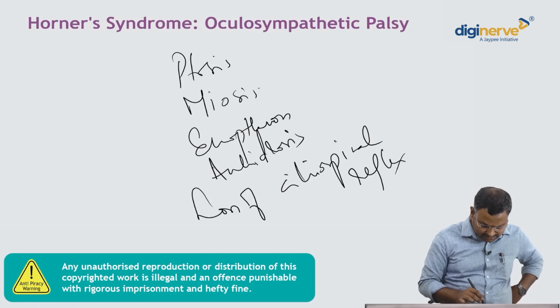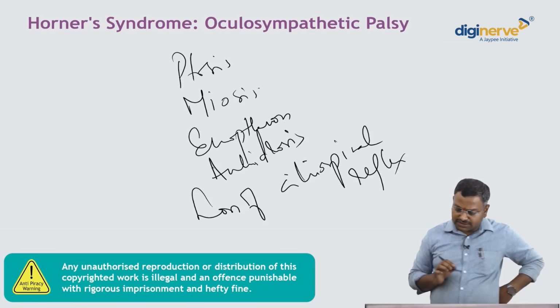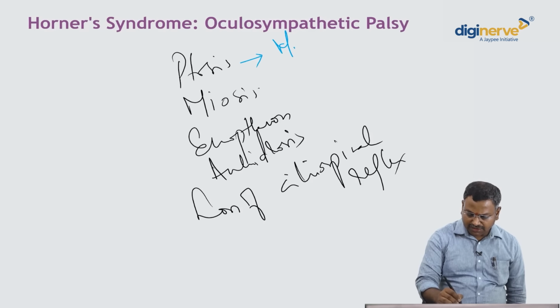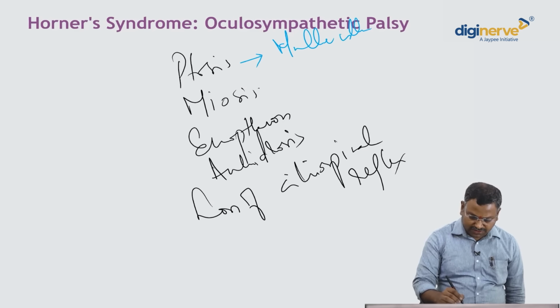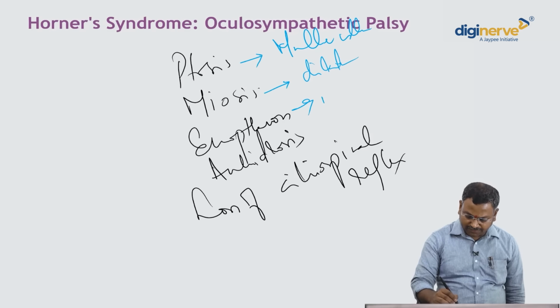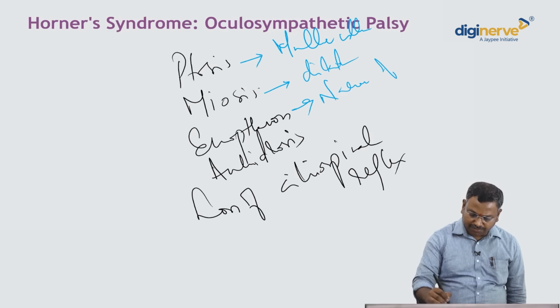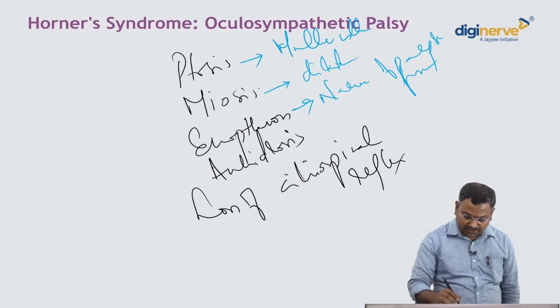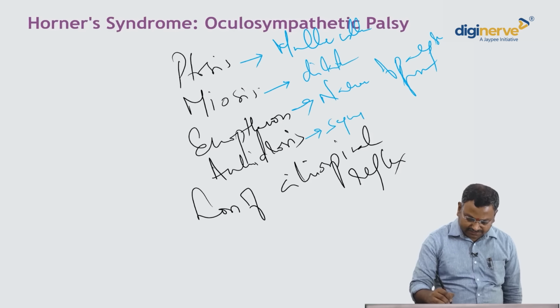So if you look at what is the cause for ptosis, ptosis is basically due to the denervation of the Muller's muscle. The meiosis is due to the denervation of the dilators. Enophthalmos basically is because of the narrowing of the palpebral fissures, and anhidrosis is basically because of sympathetic denervation.